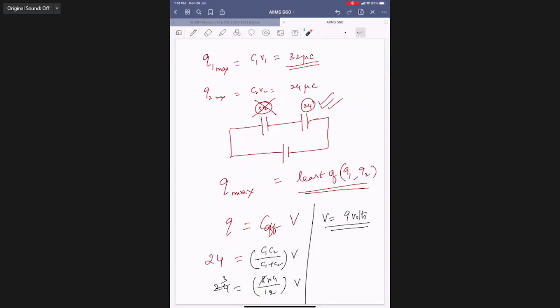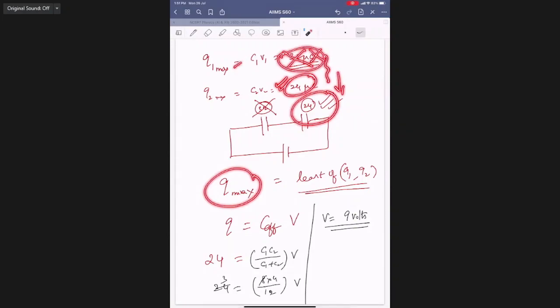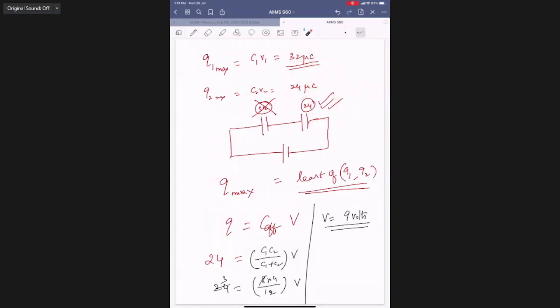Then the maximum charge you should allow is which one? Out of these two, which is the least one? Accept that only. Don't accept the larger one, because if you accept that, it will be okay for one, but the other will get damaged. Got it?